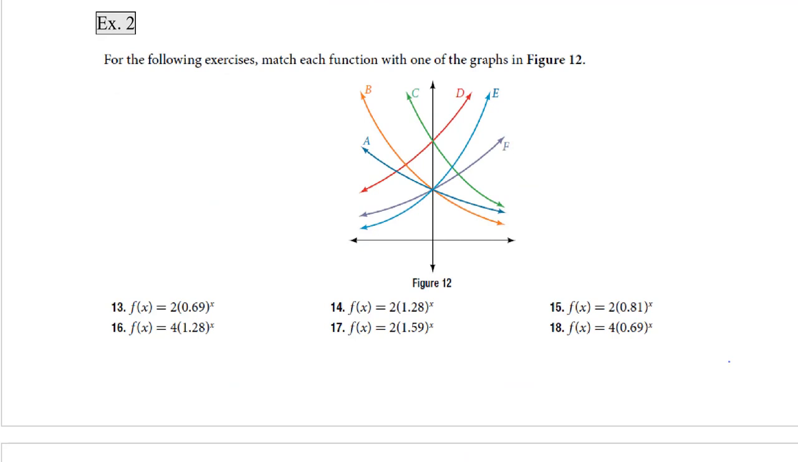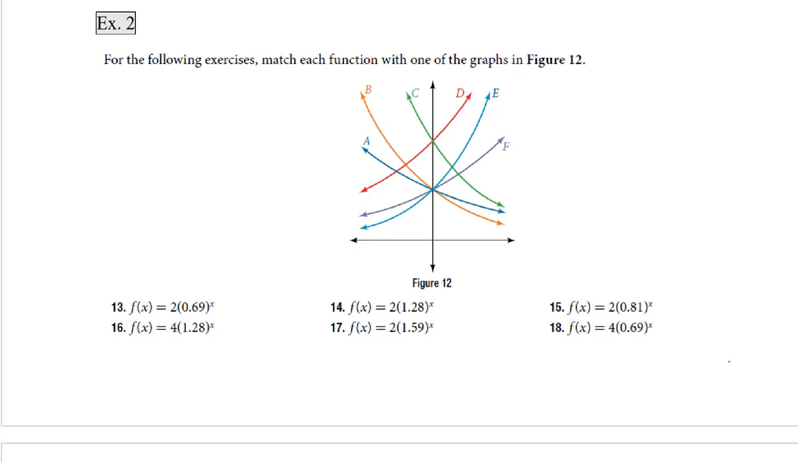Example 2. For the following exercises, match each function with one of the graphs in figure 12. So as you can see, some of the graphs are increasing and some of them are decreasing. So let's look at which ones would be increasing.